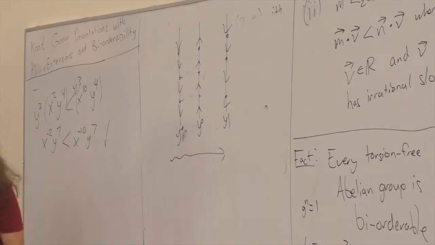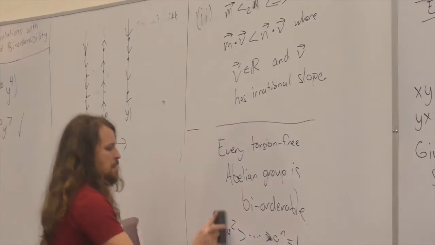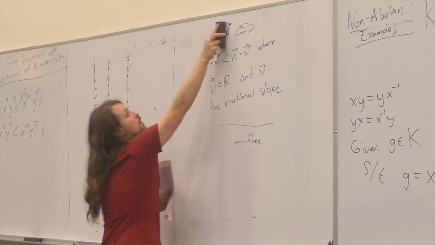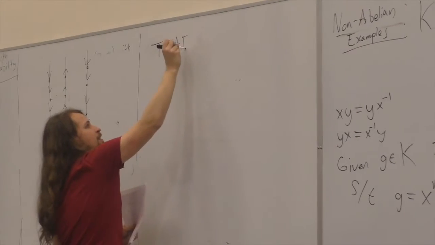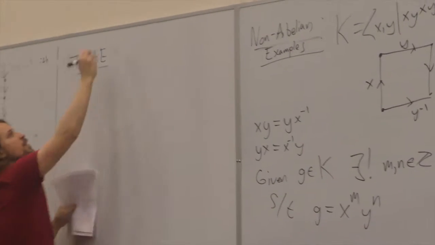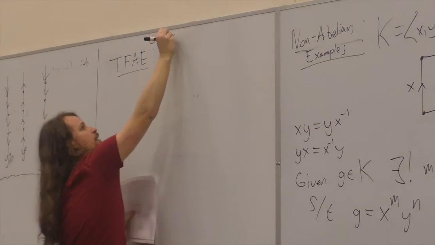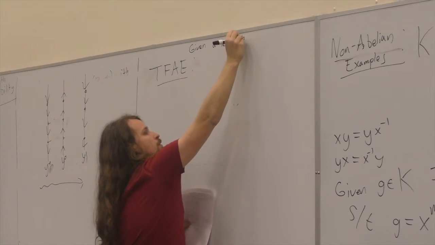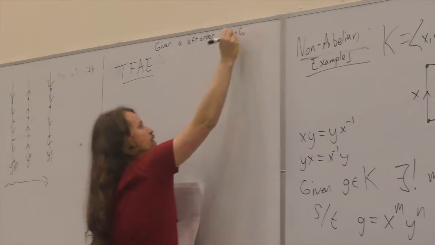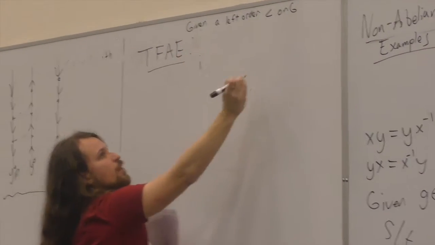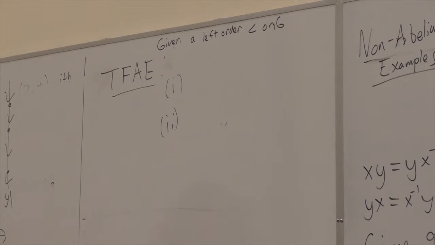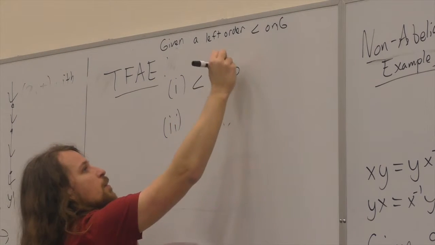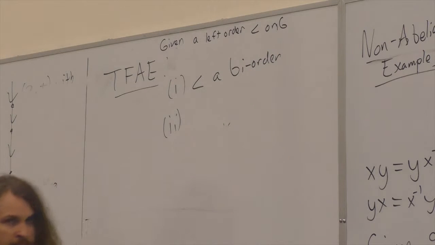Finally, I should probably show that this is not a bi-order. And for that, I'm going to need a quick statement here. I forgot my heading. So given a left order on G, it turns out that being bi-orderable is equivalent to the order being preserved under conjugation.